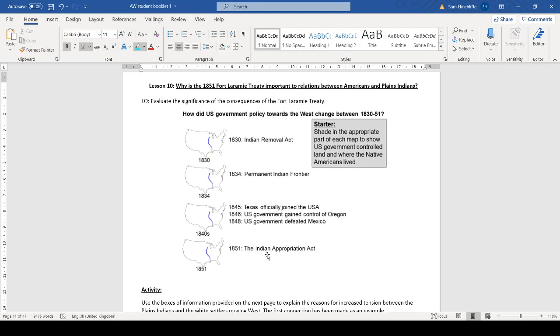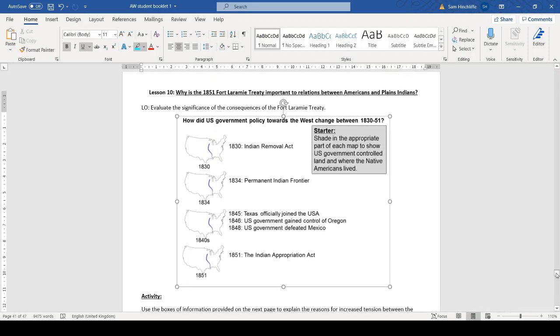And this is going to be the beginning of the process of what we call assimilation. So assimilating a culture is making them like you. Ultimately, the white Americans want to make the Native Americans like them. They want the Native Americans to farm the land. They want the Native Americans to become civilized in their minds. So the Appropriations Act in 1851 puts that money aside to start that process.